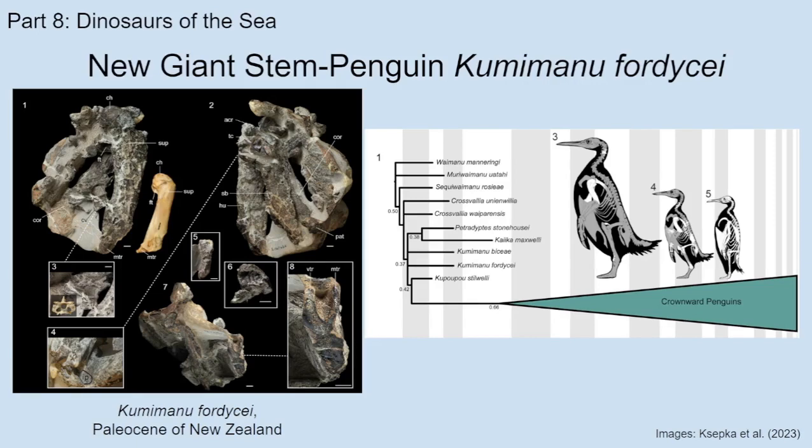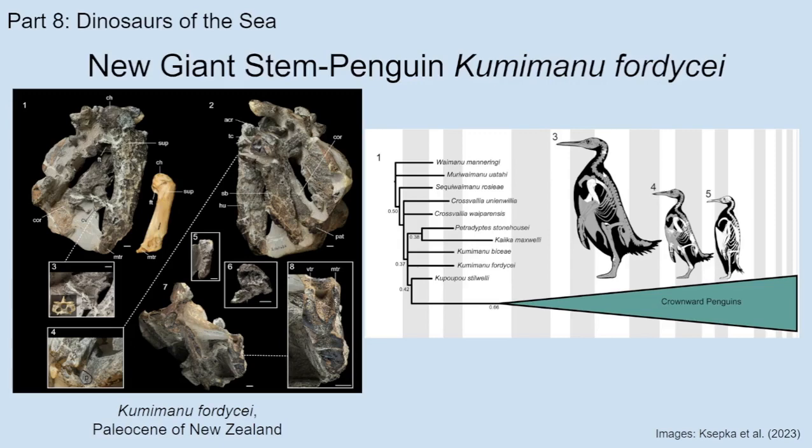The genus Kumimanu had already been named before for a different species from the Paleocene of New Zealand, but Kumimanu fordyci appears to have been even bigger than that other Kumimanu species. We don't have a huge amount from Kumimanu fordyci. You can see here the skeletons on the right show how much is preserved. White are the preserved bones, so we mostly have bones from the wing and the shoulder girdle.